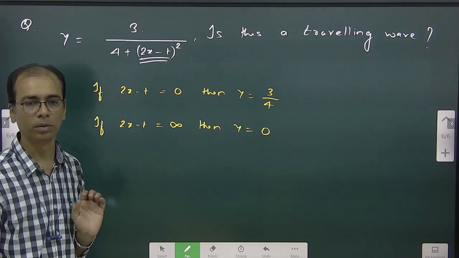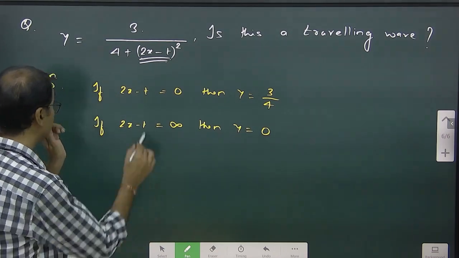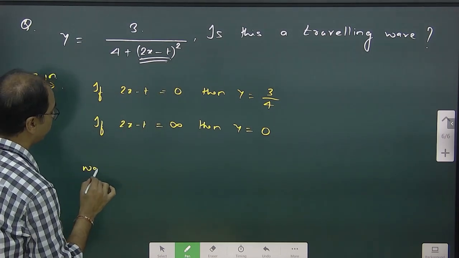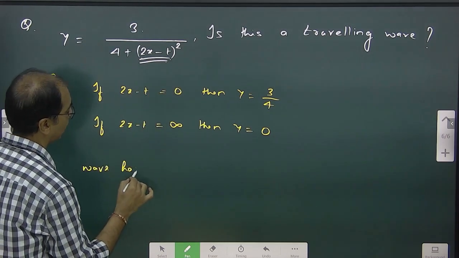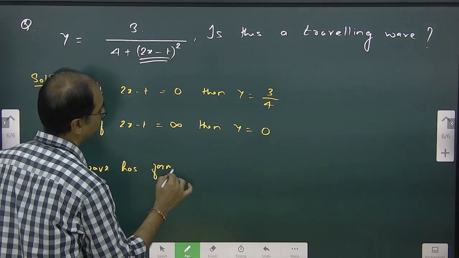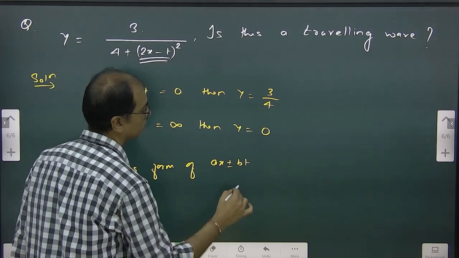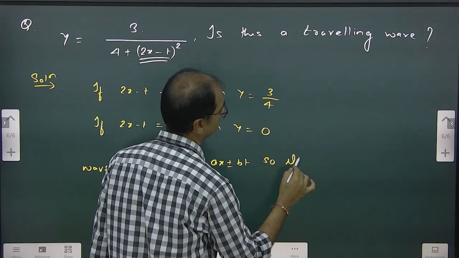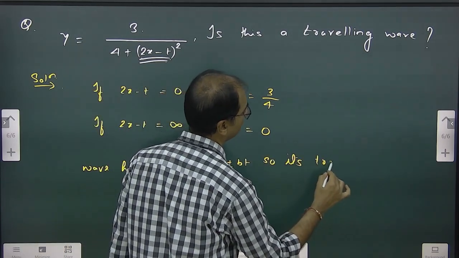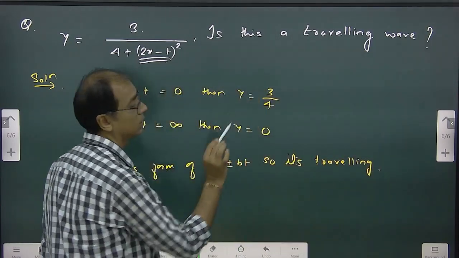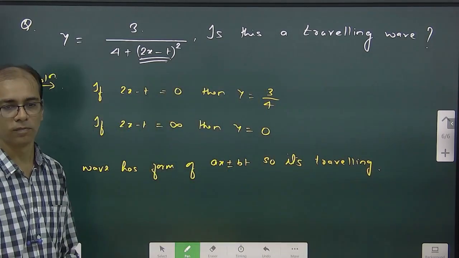Okay, point number 1. Second point, as I told you, this form is 2x minus t. A wave has the form of ax plus minus bt. So it's traveling. So this is definitely a wave and it's a traveling wave.